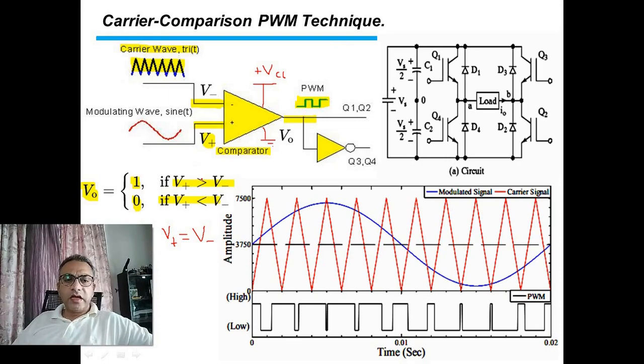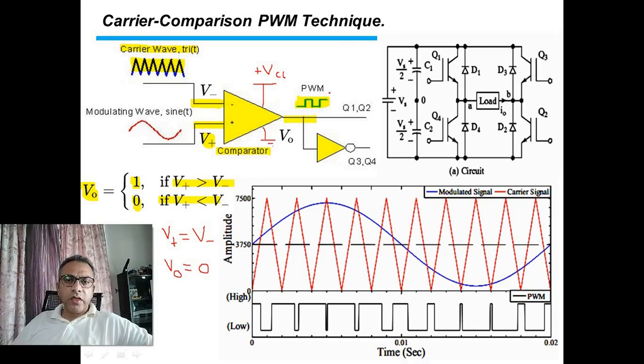If V positive is larger than V negative, output is logic 1. If V positive is smaller than V negative, output is logic 0. But what will happen when both of them are equal? Then please note that V out will be equal to logic 0. So when both signals are equal, the output V out will be logic 0.